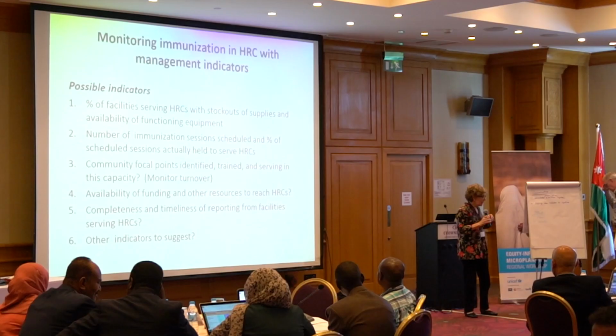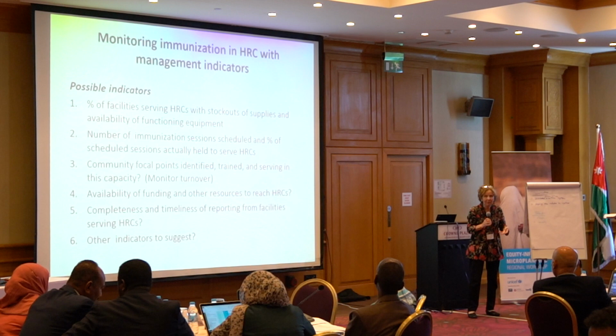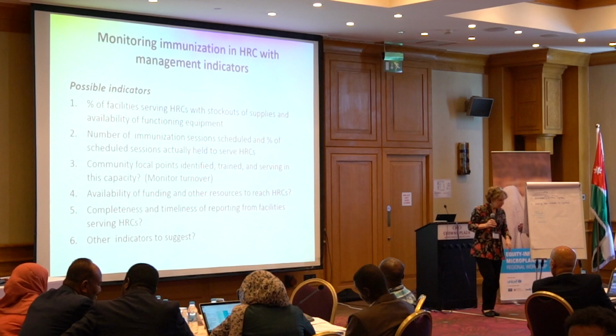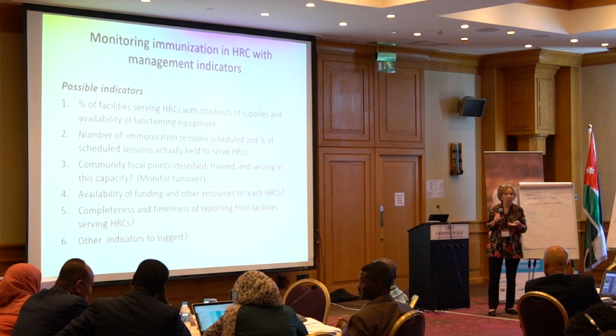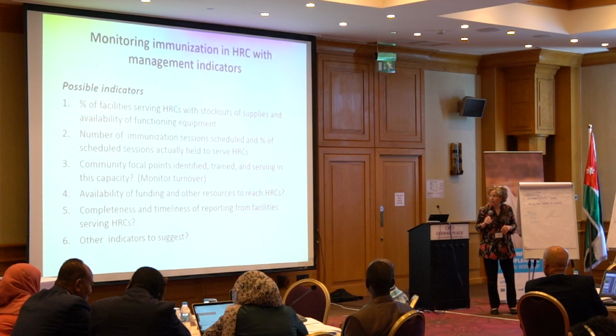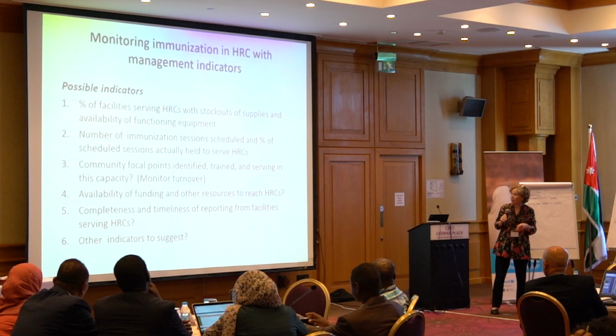In addition, we can also look at indicators that you're probably already collecting at the health facility or possibly the district level to get an idea of how well services specifically directed towards high-risk communities are being managed. So what you can see here is a few possible indicators that you could use to help make sure that these high-risk communities are really getting the kind of attention and services that they need. And as you look at these, I would just ask you, are you already collecting some of this information? And are you already using some of this type of information? I don't think there's anything too unusual here.